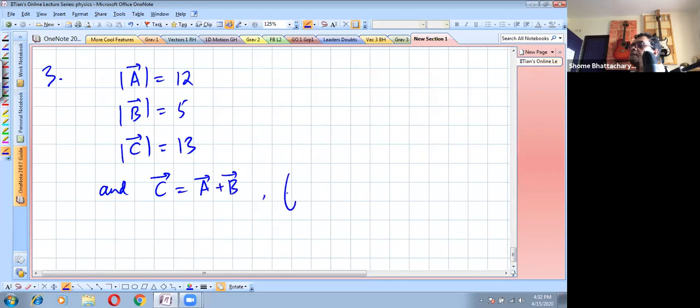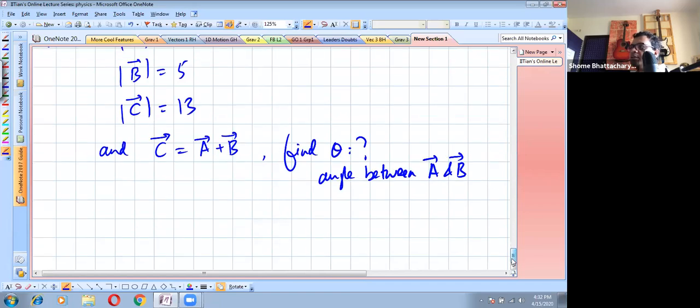So now you have to find theta, that is the angle between A and B. It's actually the same type of question as the first one, only the values, instead of 3, 4 and 5, are 12, 5 and 13. And you will notice, yes, I'm getting the correct answers, it's 90 degrees, correct, all of you.